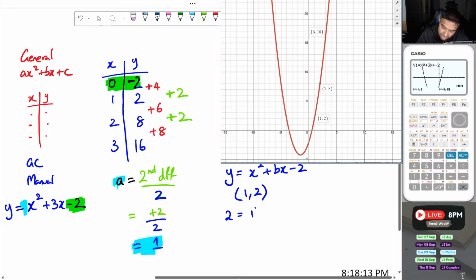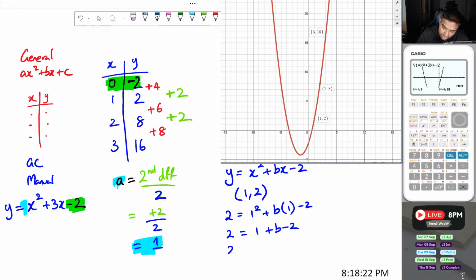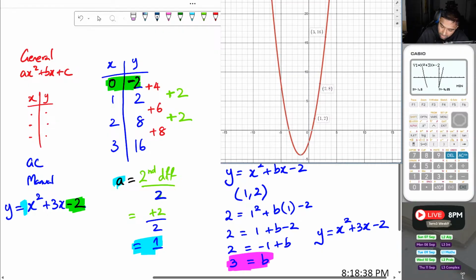So I'm going to get 2 is equal to 1 squared plus b times 1 minus 2. So I've got 2 equals 1 plus b minus 2. So I get 2 is equal to minus 1 plus b, and b is equal to positive 3. So then my equation is going to be y equals x squared plus 3x minus 2. So b equals 3. I've figured out that that's what this part here is going to be.